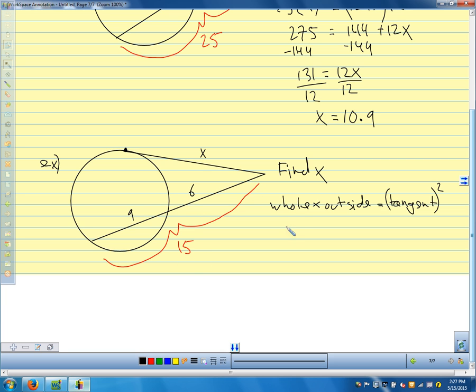15. So the whole times the outside, 15 times the outside piece, 6, equals the tangent squared, x squared. 15 times 6 is 90, equals x squared. To solve for x here, we square root, and I get x equals about 9.5. All right, questions there?